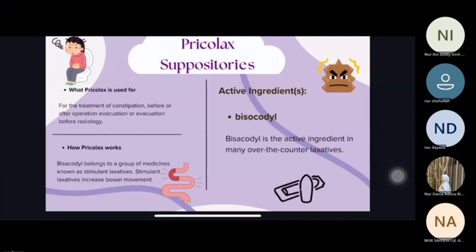Last one, for the last suppository, is Precolate suppositories. What is Precolate used for? For the treatment of constipation, before or after operation, or evacuation before radiology. How does Precolate work? Bisacodyl belongs to a group of medicines known as stimulant laxatives. Stimulant laxatives increase bowel movement. The active ingredient is bisacodyl. Bisacodyl is the active ingredient in many over-the-counter laxatives.